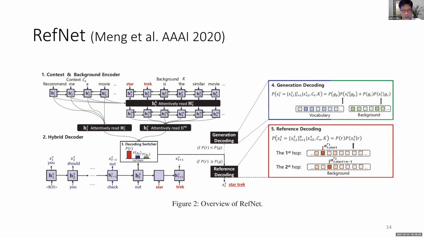And the way to do that is here. So you can basically look at this element here. Depending on some probability, the system will decide to generate the token or to refer to some entities that you already have in the document, in the background knowledge or background document. So that's the decision relying on the background knowledge.